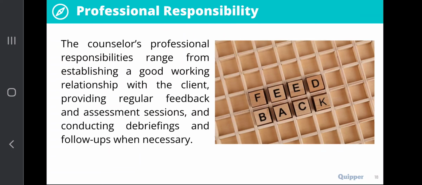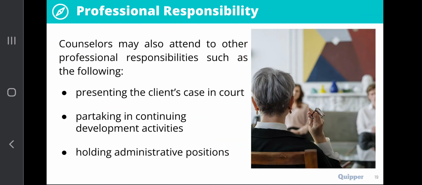Now, here are the different professional responsibilities of a counselor. The counselor's professional responsibilities range from establishing a good working relationship with the client, providing regular feedback and assessment sessions, and conducting debriefings and follow-ups when necessary.